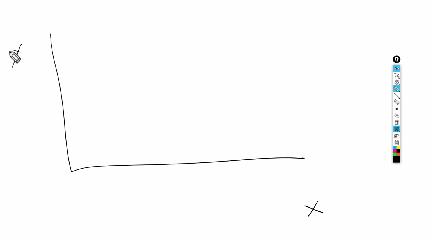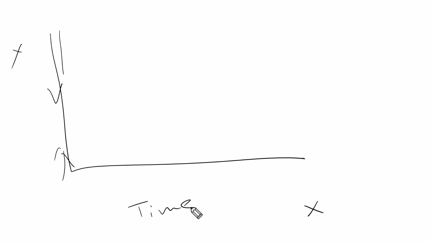Now, on the y-axis, what you're usually going to find is your price, so the movement of price. This is what you're going to see on the y-axis. And on the x-axis is time. Now, what does this have to do with anything?